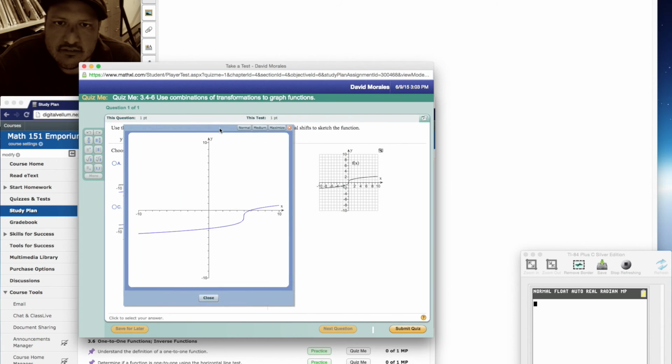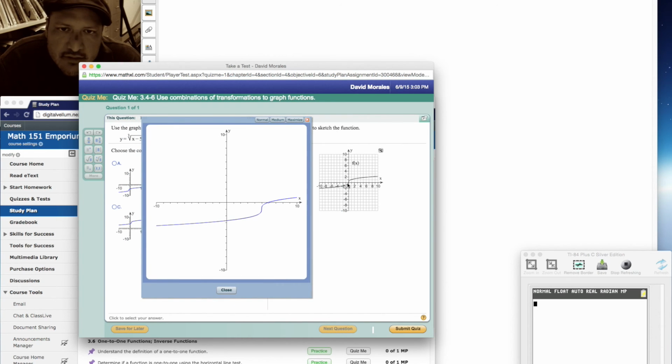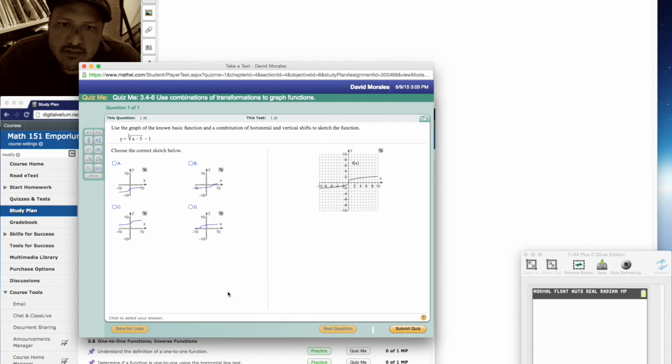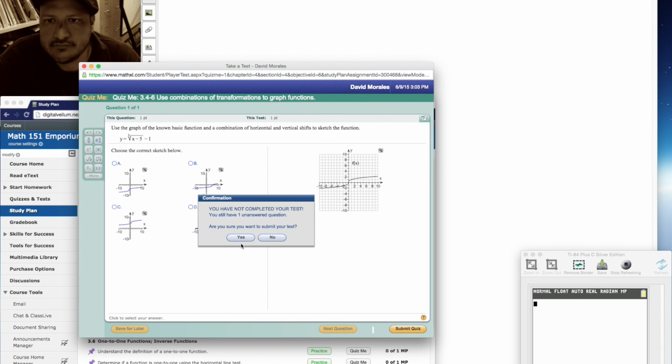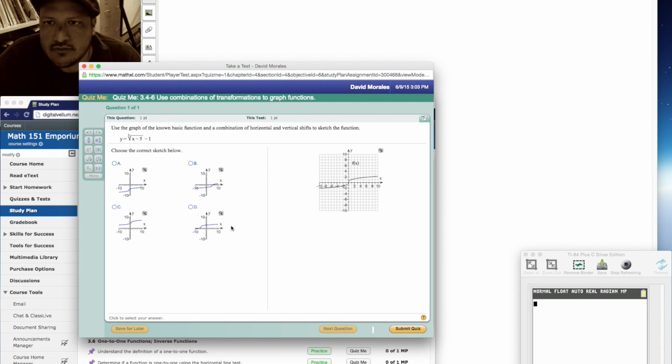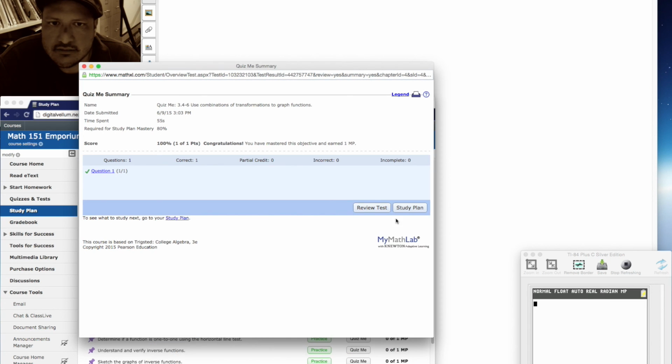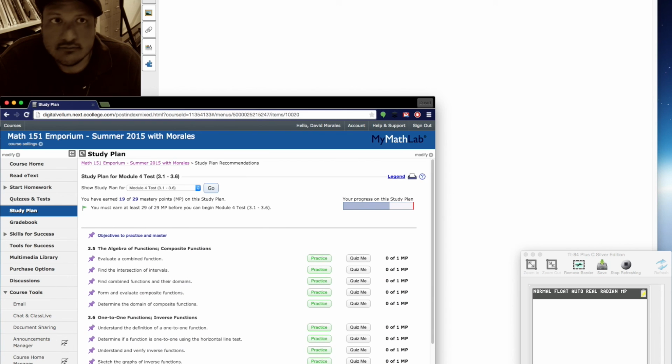So compare that to this one. I take this part right here, and I move it over 5, and then I move it down 1. I move this over 5, move it down 1, and I get this shape right here. I've got to choose it now. That's correct. And we'll stop this one.